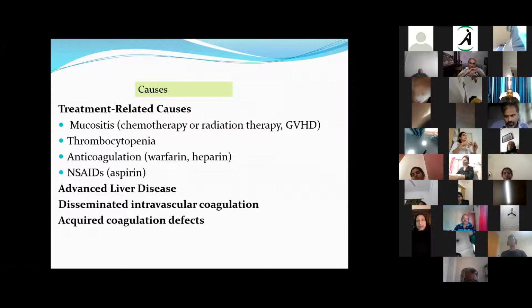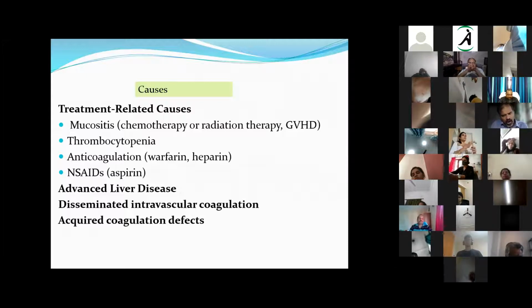Some of the bleeding may be because of mucositis post radiation or post chemo. It may not be massive bleeding, but they present with bleeding. Thrombocytopenia related to chemotherapy, or the use of anticoagulants in patients with pulmonary thromboembolism, or the use of NSAIDs for pain management, chronic NSAID use. Such patients may present with bleeding or hemorrhage.